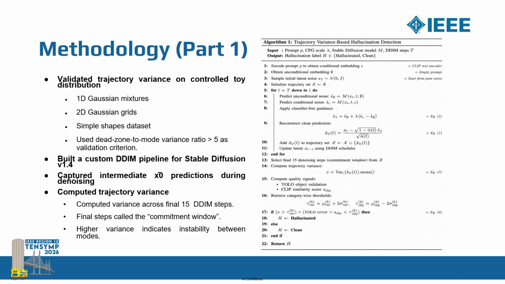Standard pipelines don't expose the model's intermediate prediction, so our custom loop captures the model's running estimate of the final image at every denoising step without altering what actually gets generated. We compute trajectory variance across the final 15 DDIM steps, what we call the commitment window, the phase where the model is finalizing its output rather than still exploring. Higher variance in that window means the model is unstable, oscillating between different valid modes instead of committing to one.